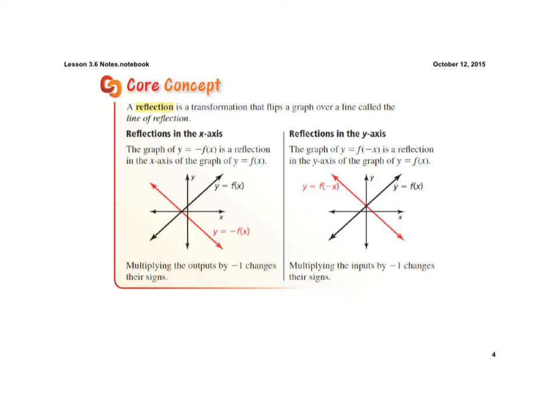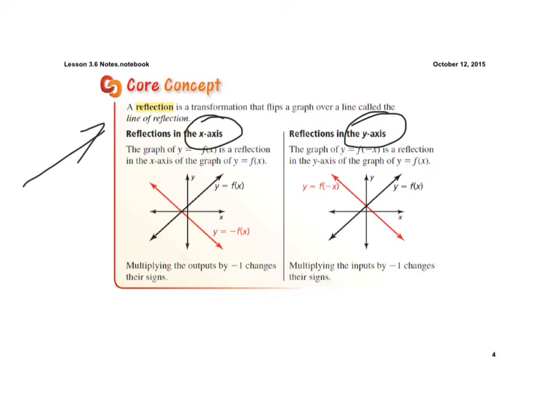The next core concept that we'll discuss tonight is a reflection. A reflection is a transformation that flips a graph over a line called the line of reflection. So there are two lines of reflection that we'll work with. We'll reflect over the x-axis and we'll reflect over the y-axis.